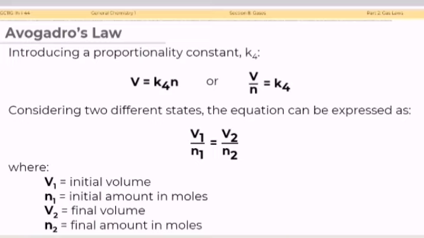Introducing a proportionality constant K4, we have V is equal to K4 times n, or V divided by n equals K4. Considering two different states, the equation can be expressed as V1 divided by n1 equals V2 divided by n2, where V1 is the initial volume and n1 is the initial amount in moles, V2 is the final volume and n2 is the final amount in moles.